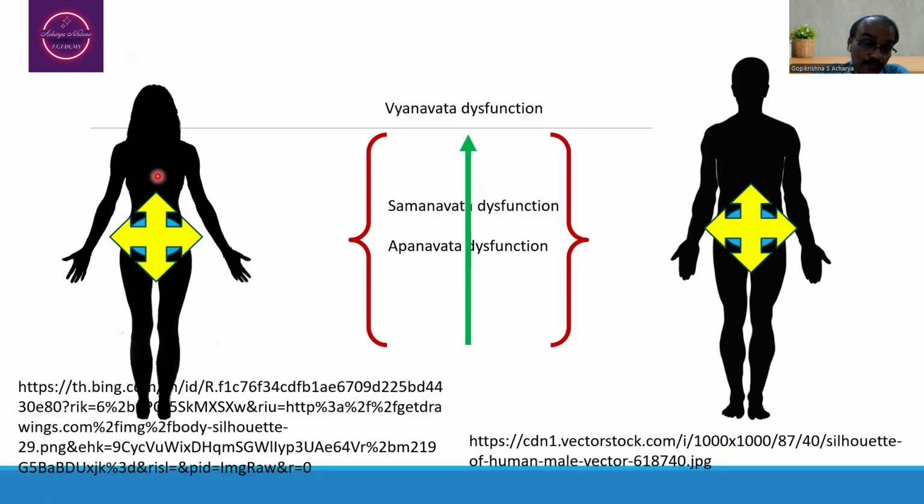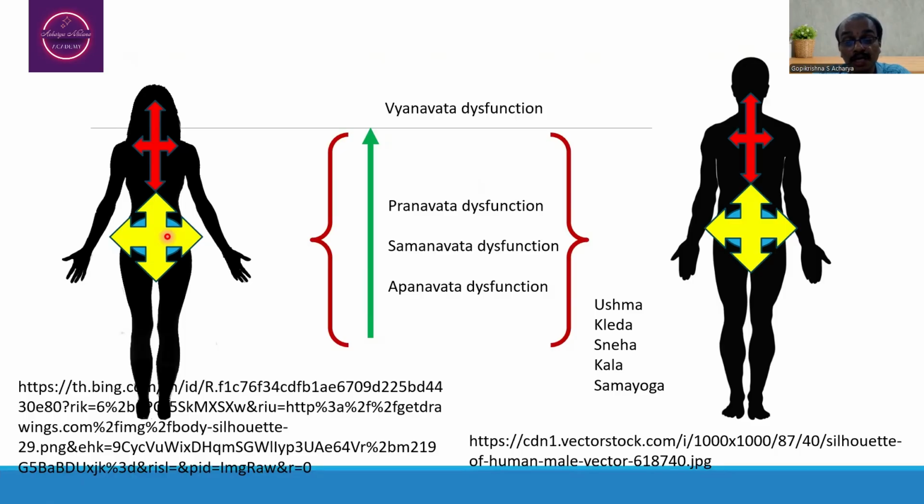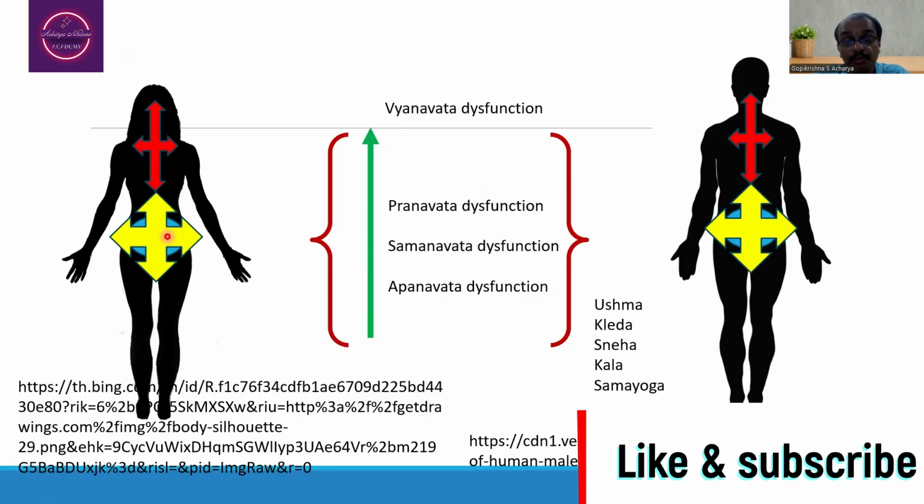So when the person has Apana Vata dysfunction, it is responsible for the movement of this Vata in a different direction. As it moves in the upward direction, it is responsible for the dysfunction of Samana Vata. It is mentioned that Samana Vata has the component of Ahara Parinamakara Bhava. In that sense, whenever the person has Samana Vata dysfunction, there may be a possibility of Ushma, Vayu, Kleda, Sneha, Kala and Samayoga.